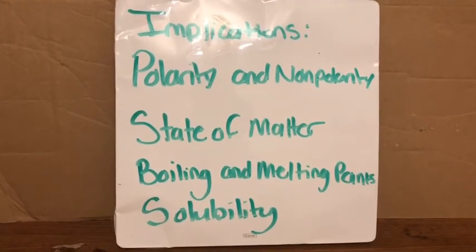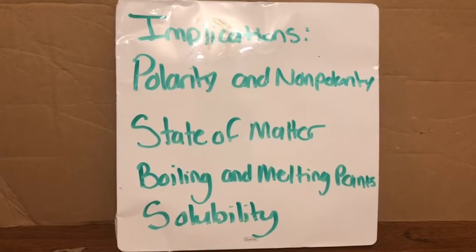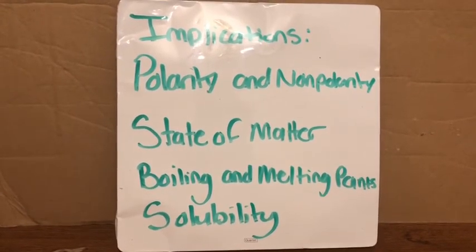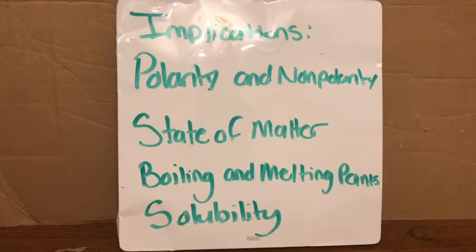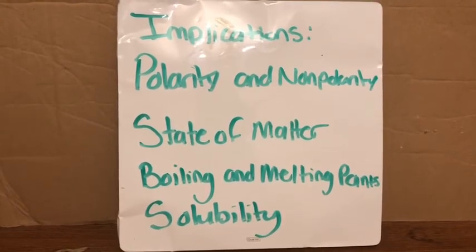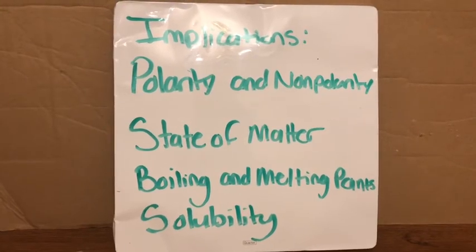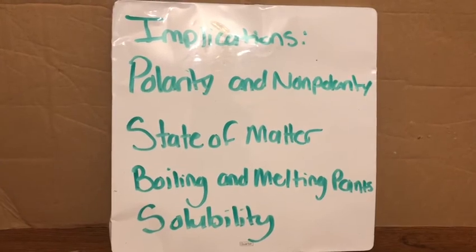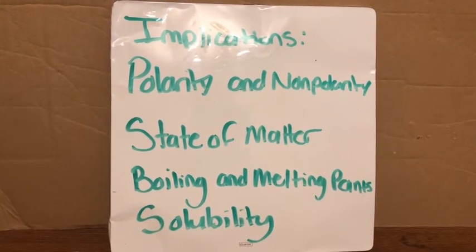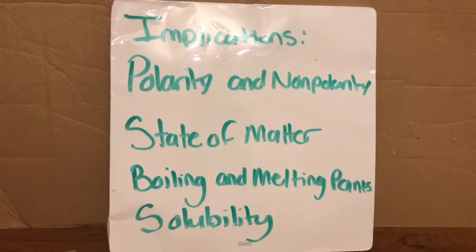Implications for structure in 3D geometry are polarity and non-polarity, state of matter, boiling and melting points, and solubility. Polarity is characterized by differences in electronegativity and unsymmetrical molecular geometry, whereas non-polarity is the vice versa. State of matter determines whether the molecule or compound of interest will naturally exist as a liquid, solid, or gas.